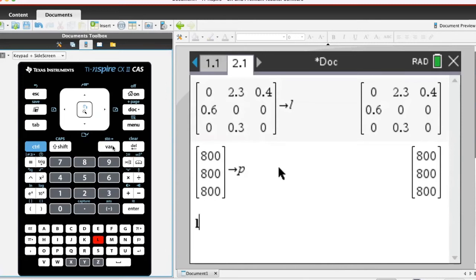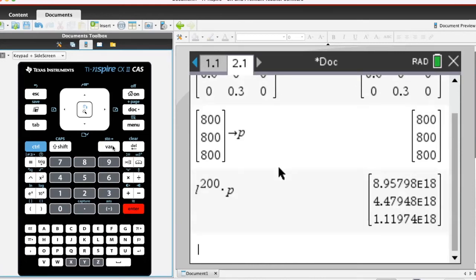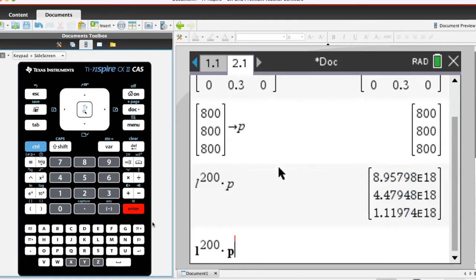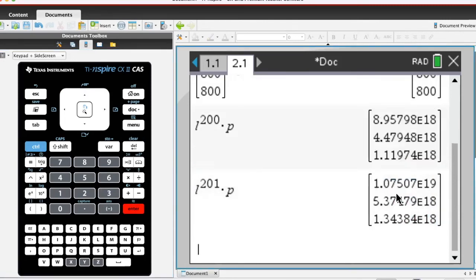So if I do L to the power of 200 multiplied by P, again, I'm going to get some ridiculously large numbers, but that's fine. Now I just want to do the same thing. I'm going to do one iteration on. Let's change this to 201. And again, I have some super, super large numbers.